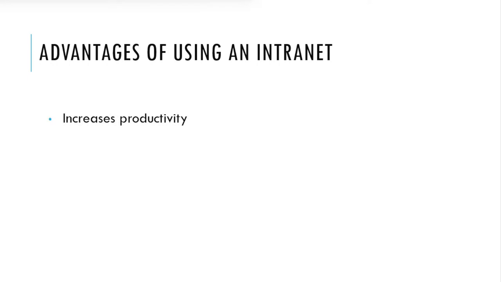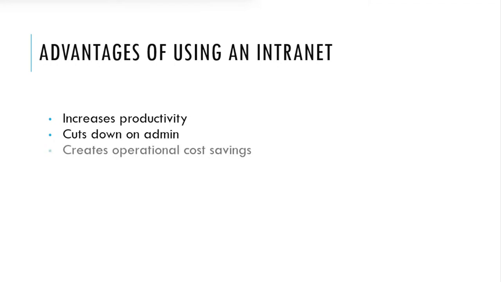So if your organization is using an intranet, it can increase productivity because of the communication that can go on. It cuts down on admin instead of sending things via physical mail, for example. You can send things via instant messenger or chat, like a WhatsApp or an internal Slack system. You can also create operational cost savings. So you might not have to send or use devices across the globe. You might not have to connect to your internet, for example, and that might have cost savings involved. It reduces errors as well. When I say errors, I'm talking about sharing information publicly, data breach errors and stuff like that.